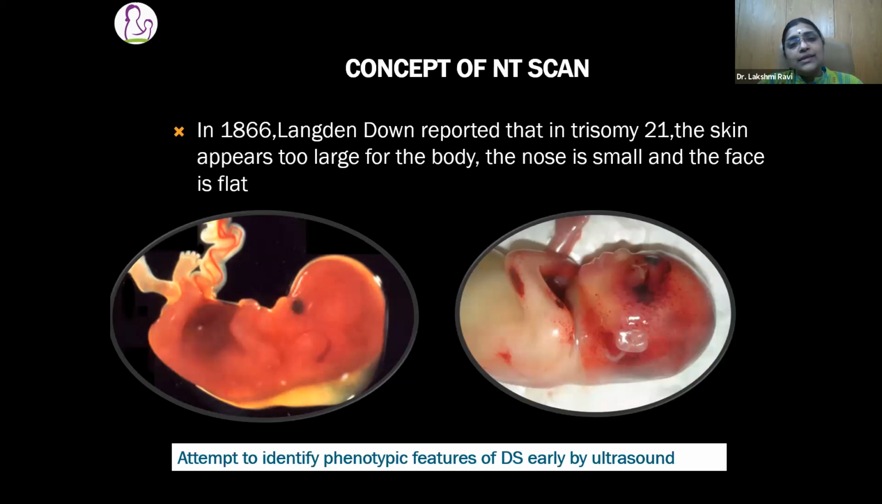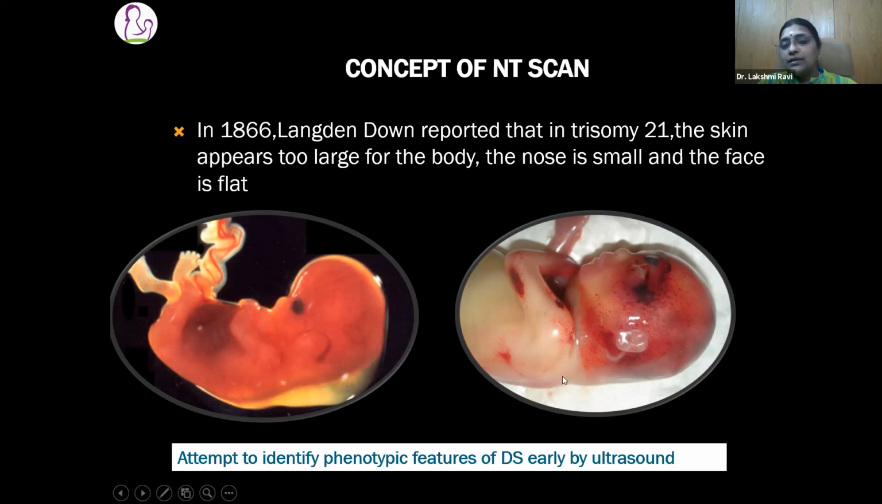That is, in 1866, Langdon Down reported that in trisomy 21, the skin appears too large for the body, the nose is small, and the face is flat. So now, the skin is too large for the body, the nose is small, and the baby has a flat face. Now, what are we trying to do by ultrasound? We are trying to identify phenotypic features of Down syndrome early by ultrasound.